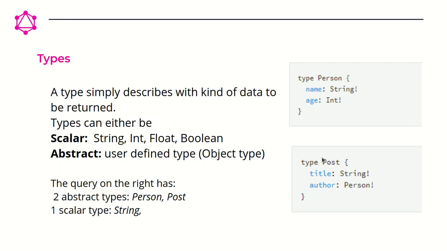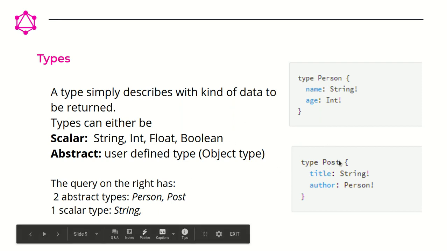So the next one is types itself. A type simply describes what kind of data is to be returned. Types can either be scalar, which I mentioned: string, int, float, boolean. Or abstract. Abstract types are used as defined types. Those are types that you define by yourself, like the type person here. Person is an abstract type. It's you that defined it, compared to string here, which is not. It wasn't you that defined this one. This one was understood by GraphQL. So like post here, post is a type that you define. So these things being defined are called types.